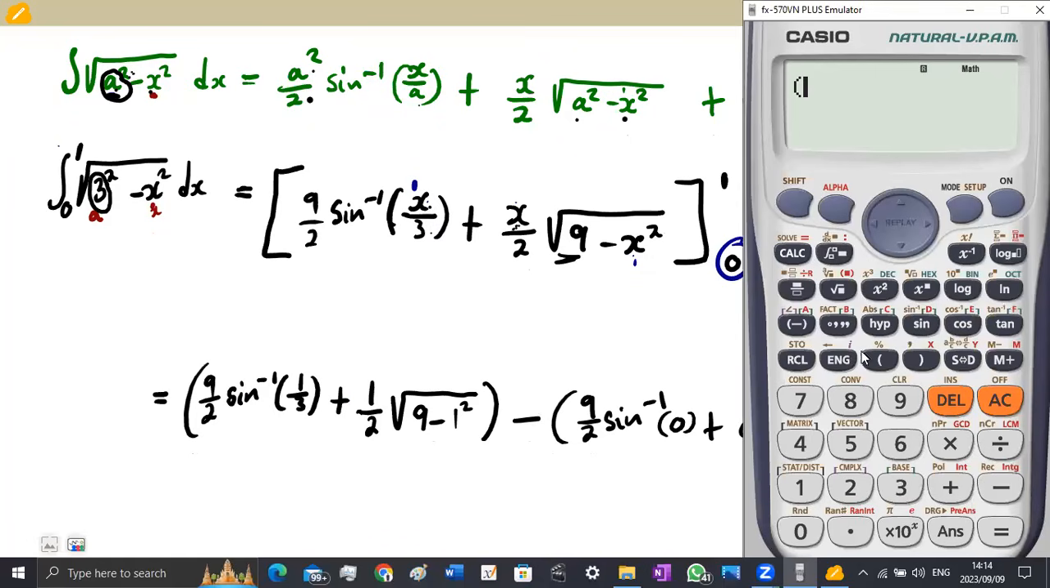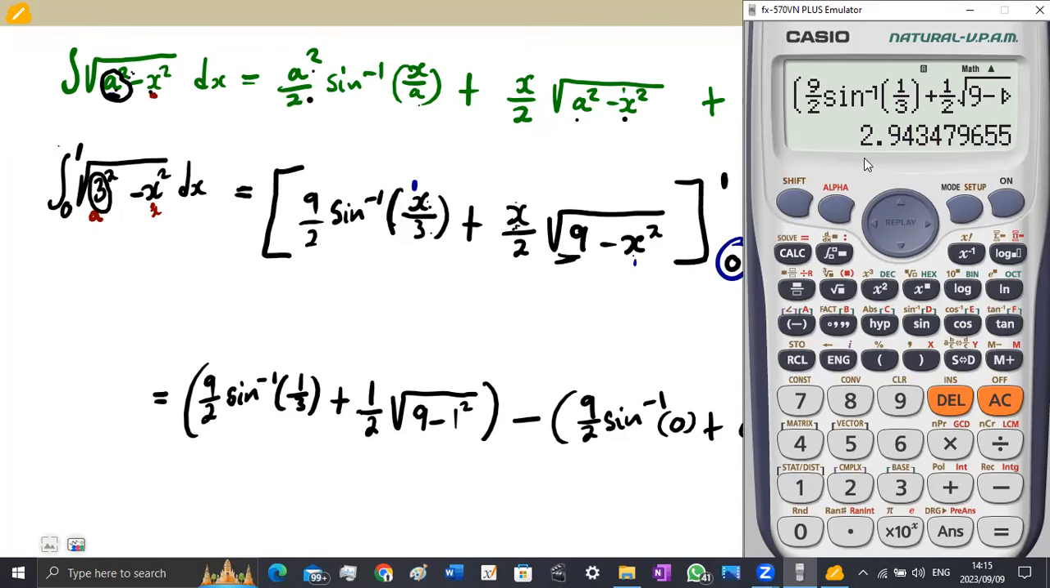All right, so the first part is going to be 9 over 2, in this case arcsine, so that is shift sine of 1 over 3, so that's arcsine of 1 over 3 like this. Then we add plus 1 over 2, the square root of 9 squared minus 1, the square root of 9 minus 1. Close the bracket. Then we can have the answer for this one.